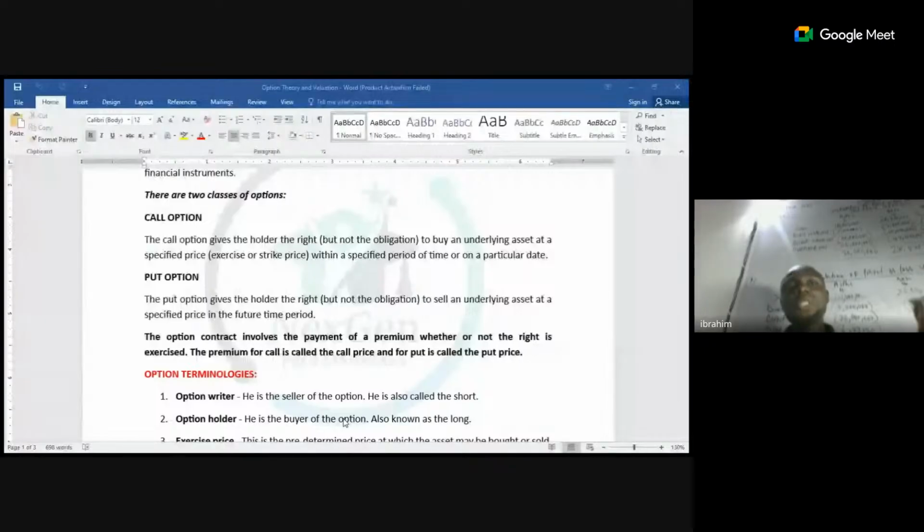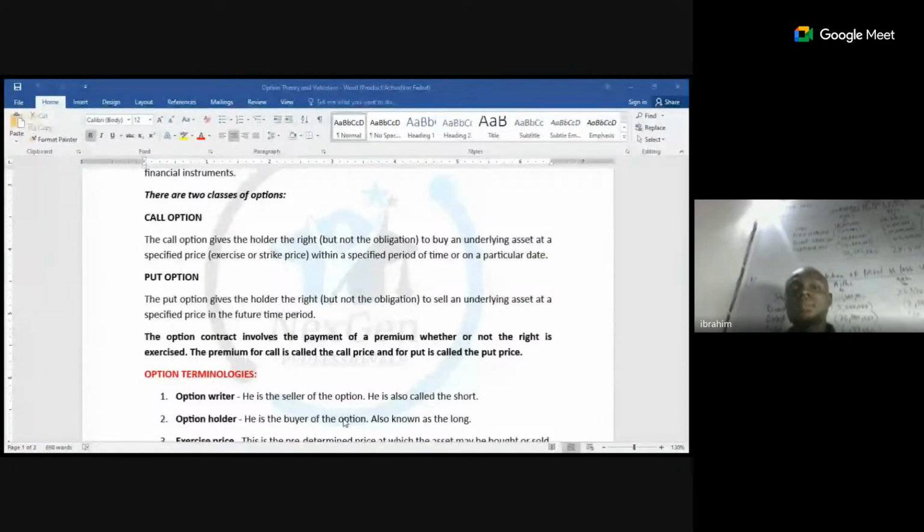Plus, the option contract involves the payment of a premium. That is the option premium. It is a cost. Whether or not the right is exercised, you have to pay an option premium, whether it is for a call, where you want to buy, or for a put, where you want to sell.